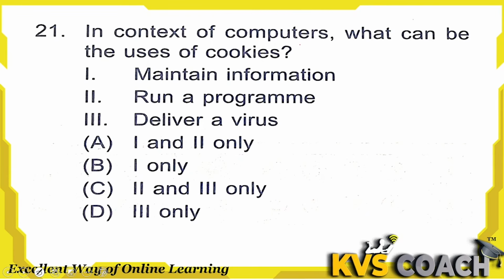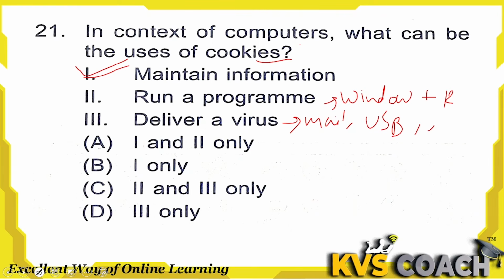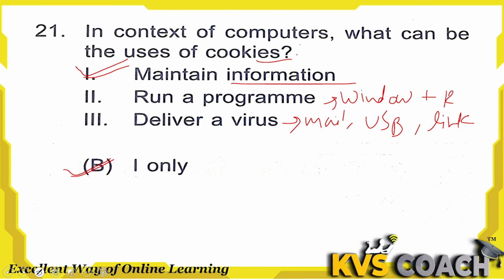In the context of computers, what can be the use of cookies? Cookies are used for maintaining information, right? To run a program, we do not use cookies. Actually, to run a program, we use Windows plus R, which is the command for running a program. To deliver a virus, we do not use cookies. For delivering a virus, people can use mail, USB, or a link. Via a link they can deliver viruses. So for cookies, only maintaining information is the right answer. Option B is the right answer.